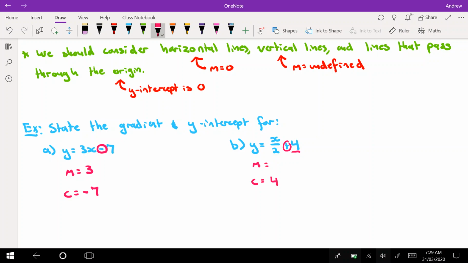M is where it gets a bit tricky, because if I said that mx equals x over 2, well, what is m equal to? What have I multiplied x by? I've multiplied x by a half, so my gradient for this one is actually equal to a half. If you ever have a fraction like that, always be really careful because the gradient isn't 2, the gradient is actually a half.